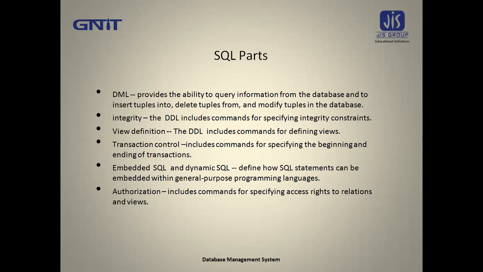And finally, authorization. It is about specifying access rights to relations and views. That means a higher priority user will be able to see all the results, but a user with minimum privilege is not authorized to see all the available records or views. So these are the different parts of SQL: DML, integrity constraints, view definition, transaction control, authorization, etc.